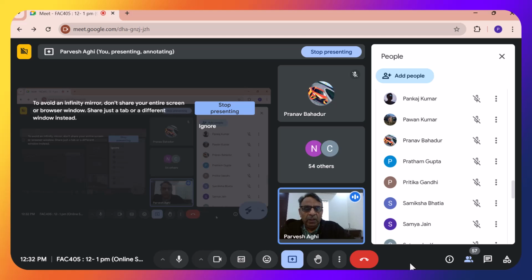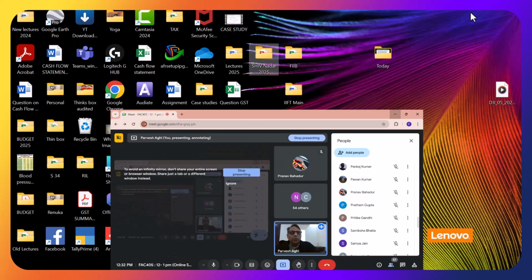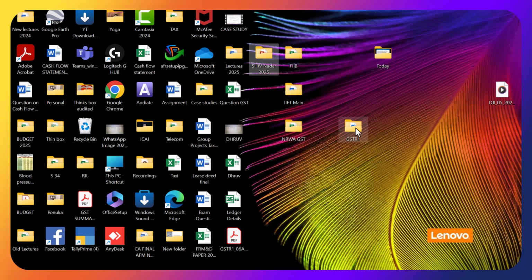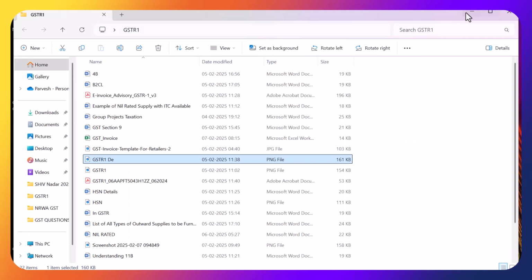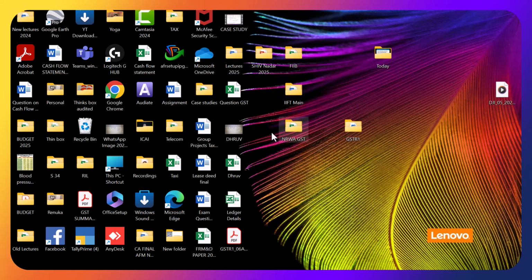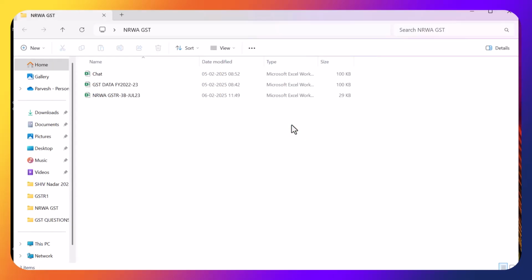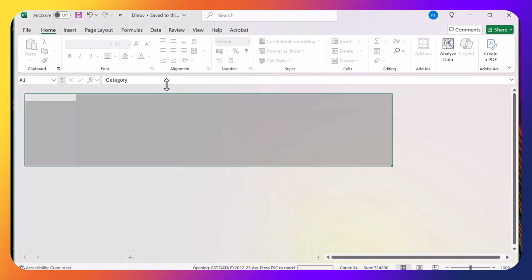Now, what I'm going to show you, Ashwin, are you there? Yes, sir. Okay, so this pertains to GST. You are staying in Nirvana country, okay? So NRWA GST. We are going to share our own GST data. This is the data for our association here. We are staying in a society in Gurgaon.